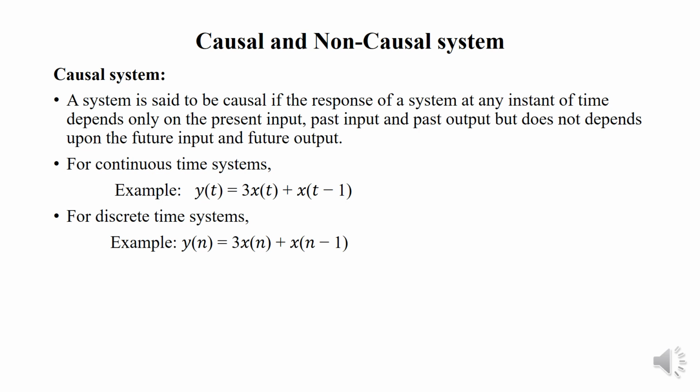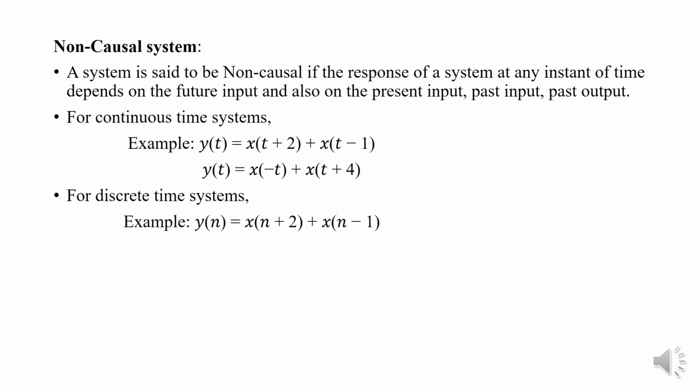Causal and non-causal system. A system is said to be causal if the response of the system at any instant of time depends only on the present input, past input and past outputs, but does not depend upon the future input and future output. These are the examples in the case of continuous time and discrete time systems.